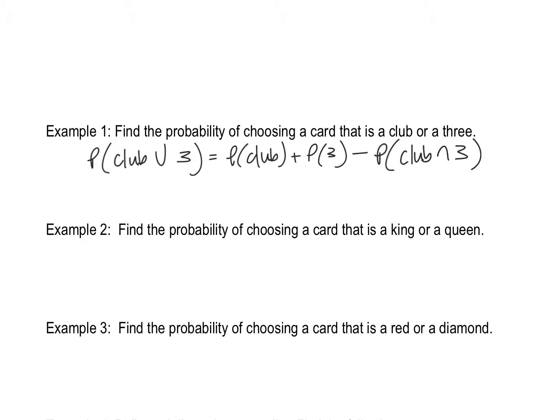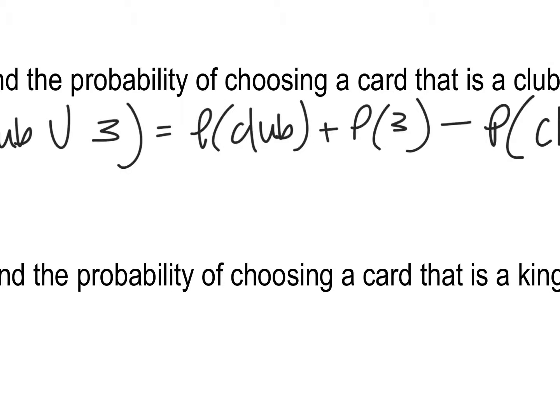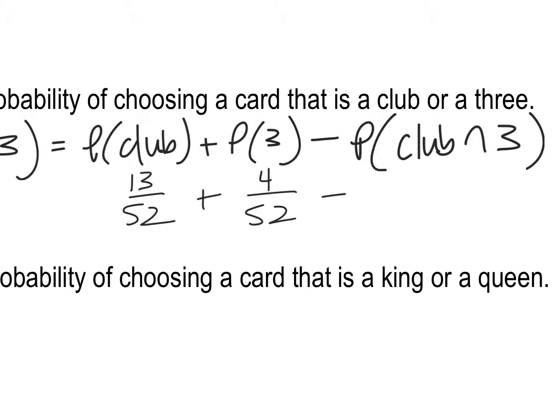So if you count all the clubs, which there happen to be 13 clubs out of 52, plus all the 3s, there happen to be 4 3s in the deck out of 52, minus, are there any cards that are both clubs and 3s? That have a club and a 3 on them? Well, there happens to be one card that is both a club and a 3. It's called the 3 of clubs. And the reason why I have to subtract it away mathematically is because I counted the 3 of clubs in the club category and in the 3 category.